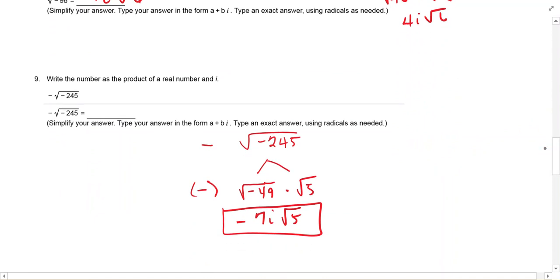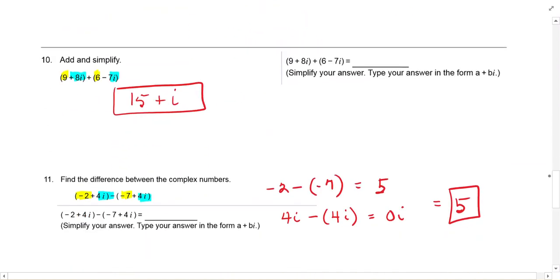Negative square root of negative 245. Well, that tells me I'm going to have a negative on the outside anyway. I wrote it here. Now I'm breaking this down. That's the same as the square root of negative 49 times the square root of 5. So this negative stays, and we have 7i square roots of 5. Adding and subtracting, remember you do real parts and imaginary parts. So 9 and 6 is 15, 8i minus 7i is i. That's your final answer.